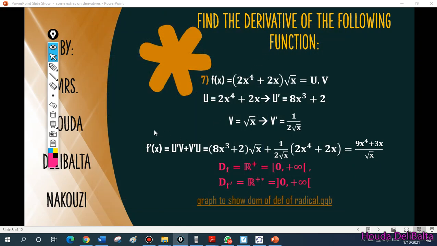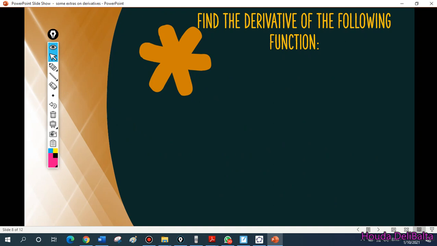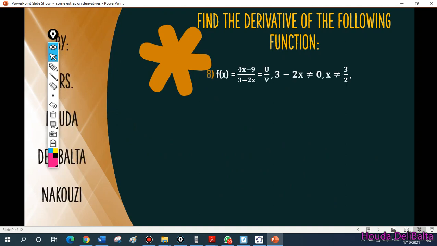Now let's move to the 8th example. In this example, we have a fraction form. We have f of x equals 4x minus 9 over 3 minus 2x. It's in the form of u over v. So there is surely a condition on the denominator. The denominator should never be 0. For f of x to be defined, x should never be 3 over 2. So the domain of definition of f is R minus 3 over 2.